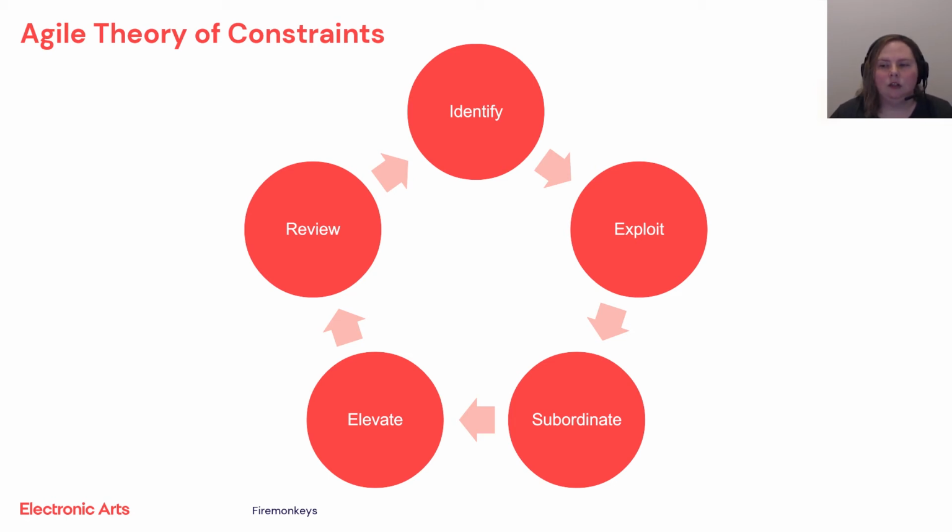Fifth and finally, don't let inertia cause a constraint. This is about periodically reviewing your pipeline. Don't get so comfortable doing things the way they've always been done that you essentially create a bottleneck simply by complacency.